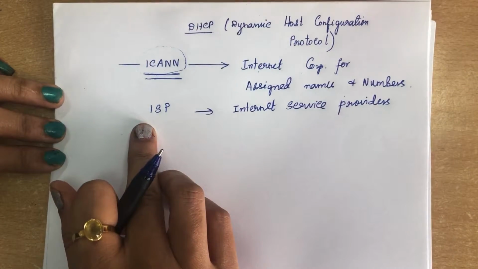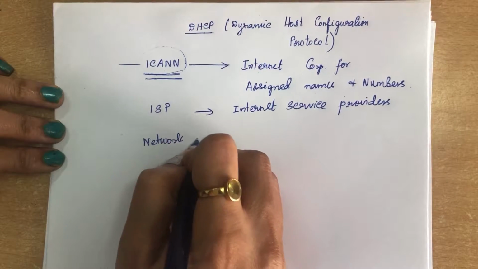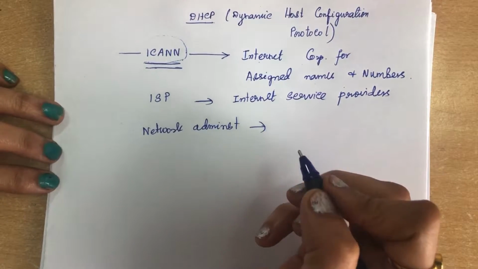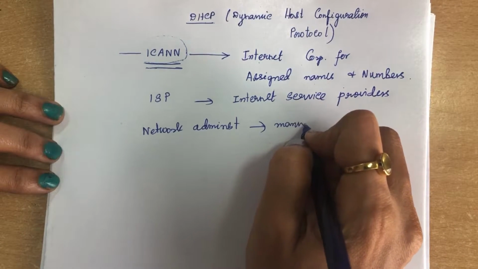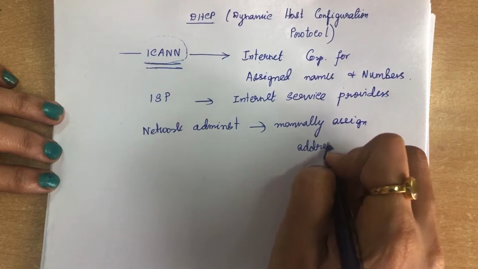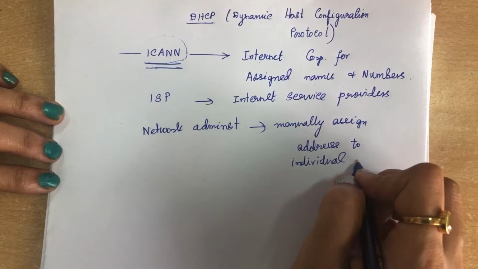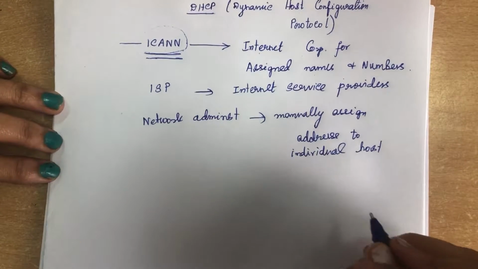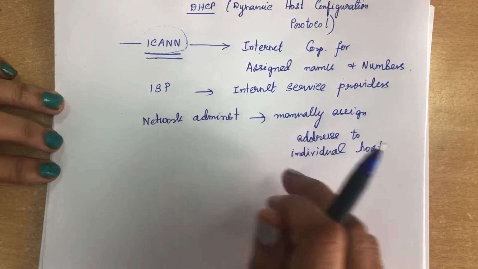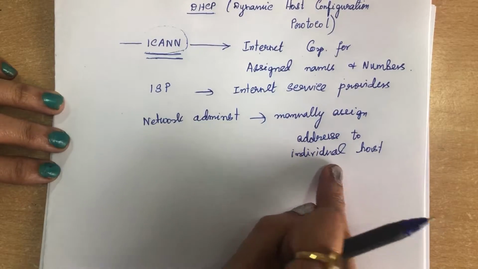After a block of addresses has been assigned to any organization, the network administrator has to manually assign the addresses to all the individual hosts, the individual systems. He has to assign all the addresses. We have seen how to identify the first address and last address if any IP block of addresses is given. So the network administrator has to manually assign all the addresses to all the individual hosts or routers.